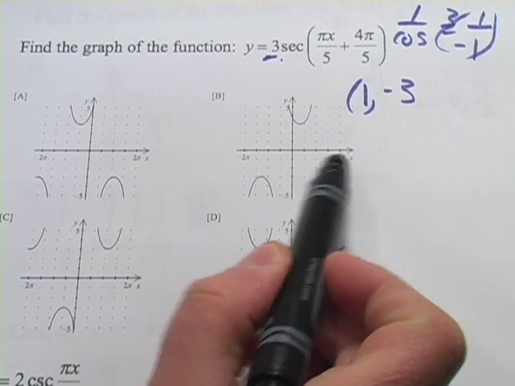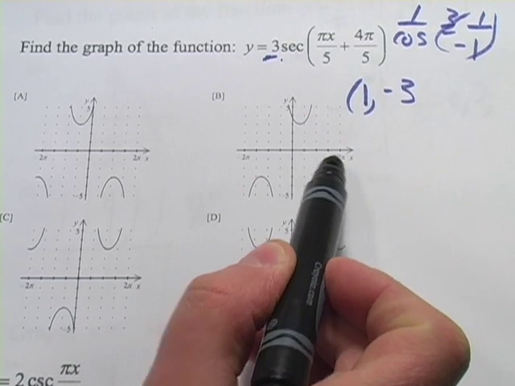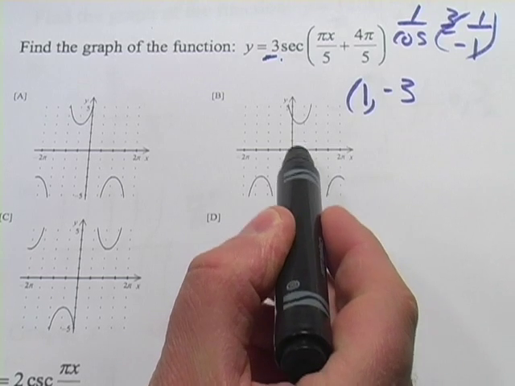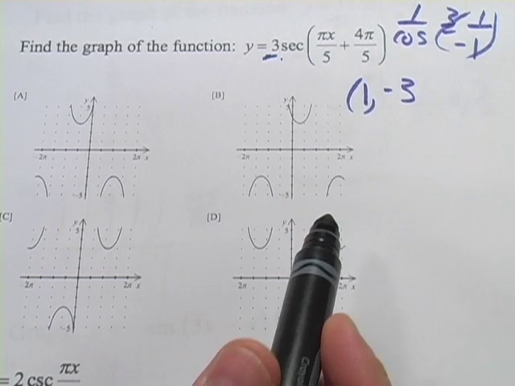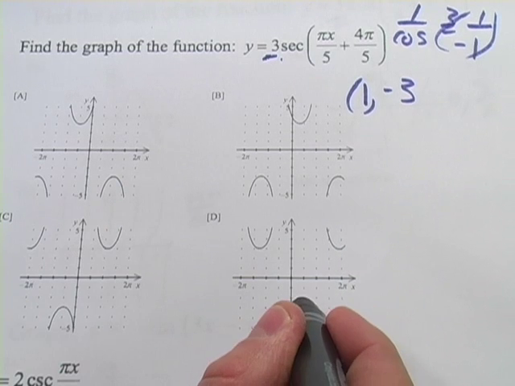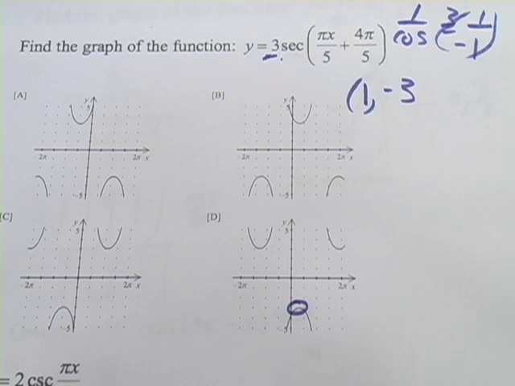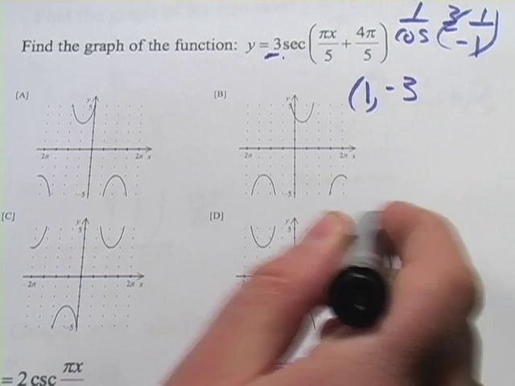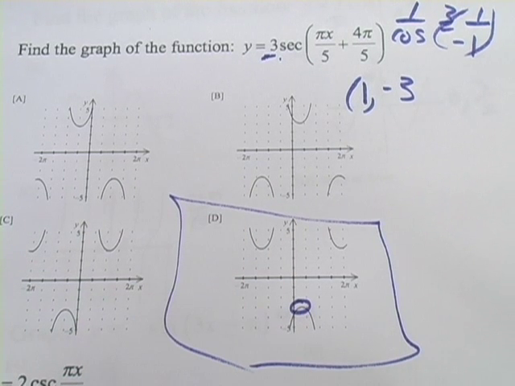And I have to be careful here because this graph is in radians. We have 2 pi out here. So 1 is going to fall somewhere short of this pi over 2 here. And where do I have 1, negative 3 on this graph? The only one it looks like is right here. So that's going to give us D as our correct answer.